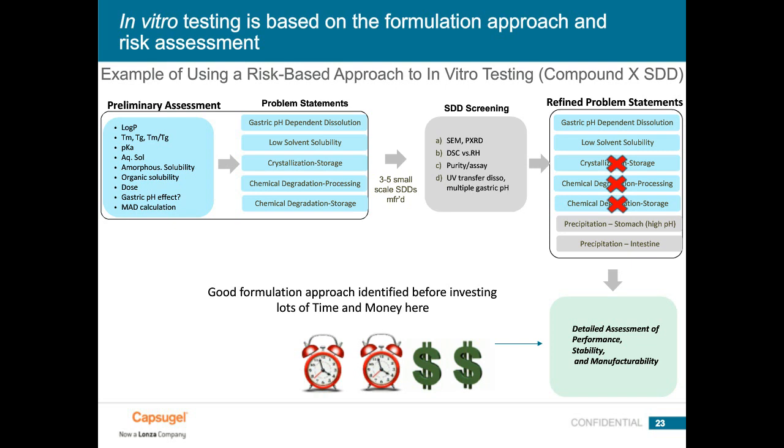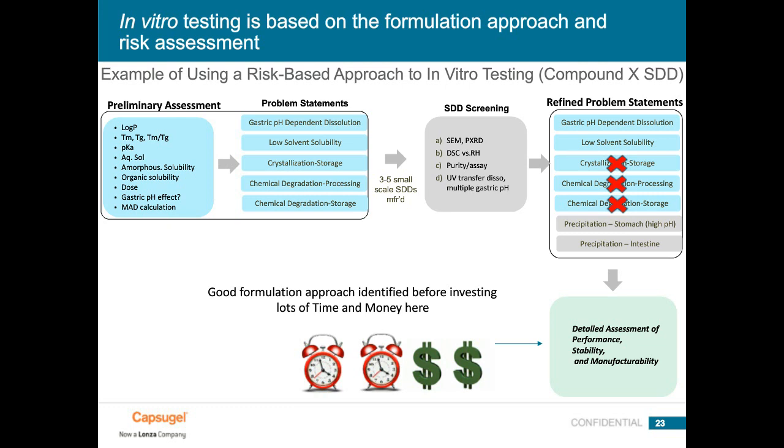And we can take all of those problem statements and define what technology we're going to use. In this particular case, it was a spray-dried dispersion. And we can make a few formulations which we then screen through a set of standard tests, as well as tests identified from those problem statements. So we're using that problem statement risk assessment to define our testing strategy.